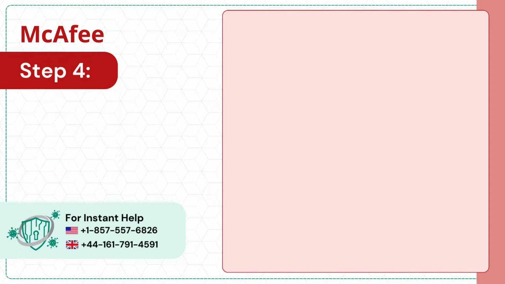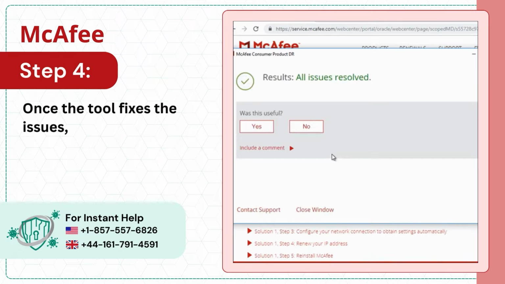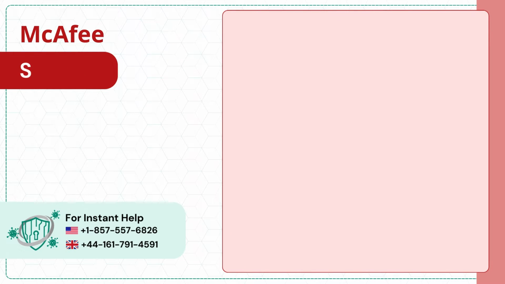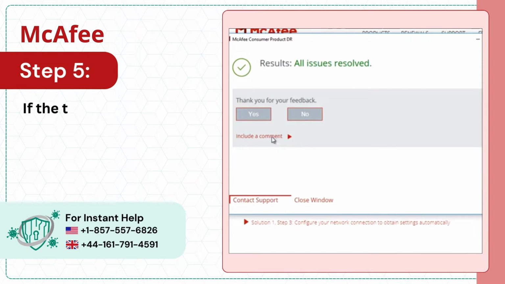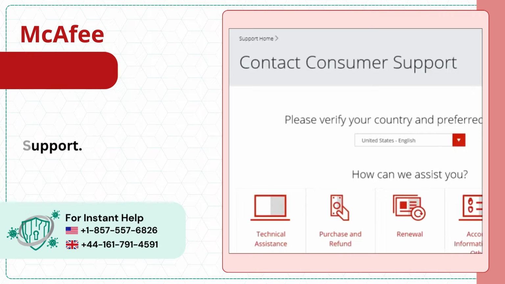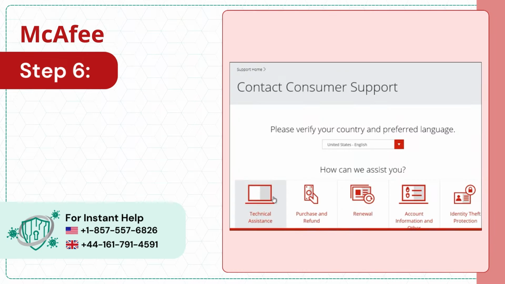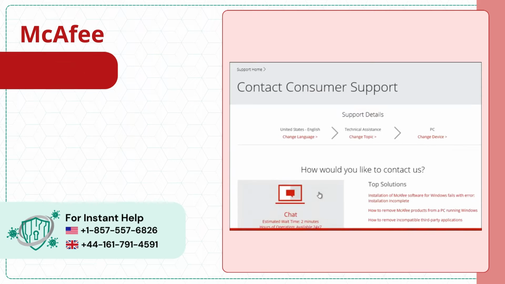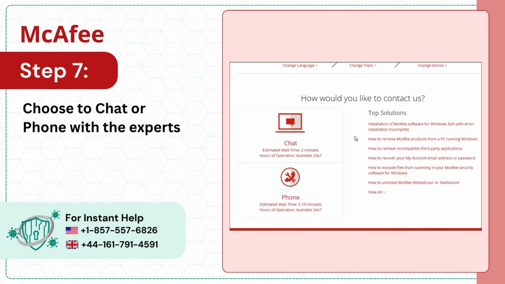Step 4. Once the tool fixes the issues, leave feedback for the app if you wish to. Step 5. If the tool doesn't fix the issue, click Contact Support. Step 6. Click Technical Assistance and select PC. Step 7. Choose to chat or phone with the experts for assistance.